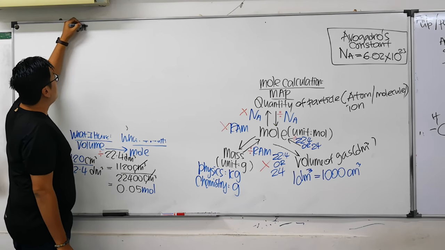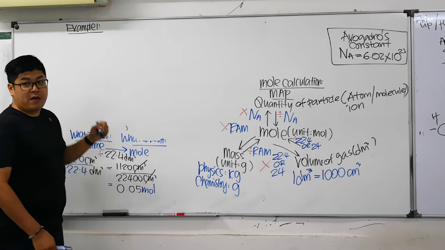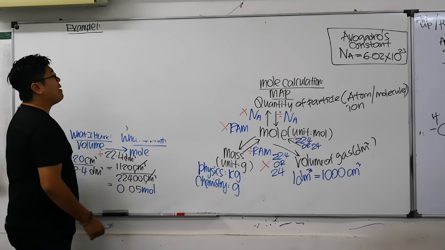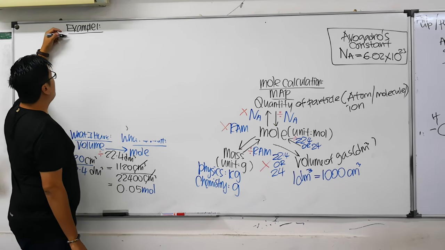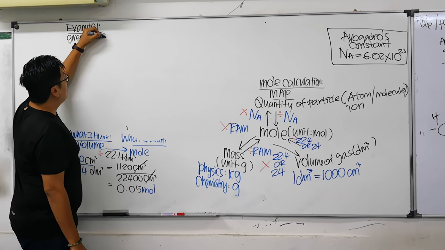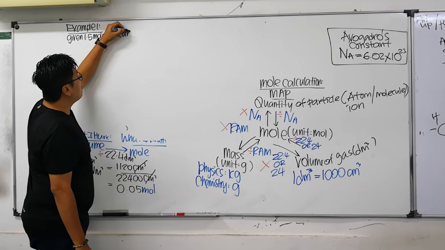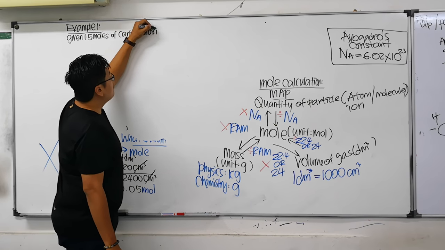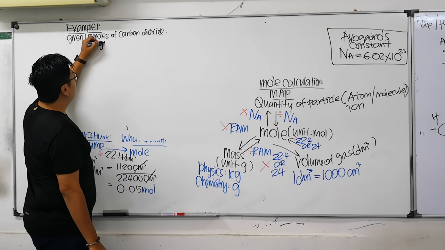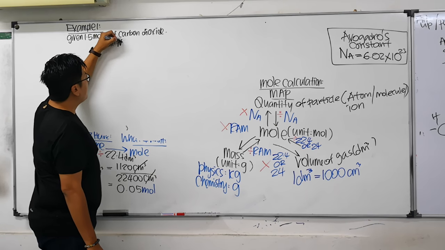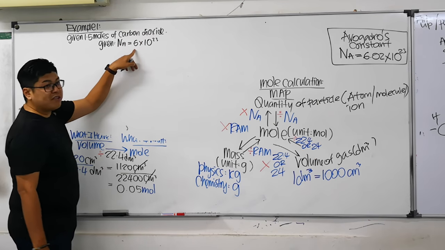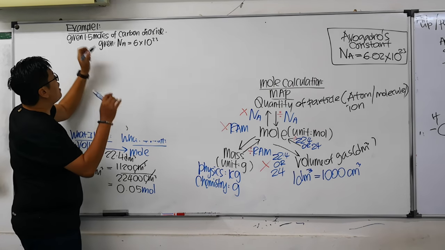Okay, example number one. Later, I want you all to copy this example because it's very, very important. Don't copy now, first let me finish my explanation. The question is this. You are given 1.5 moles of carbon dioxide. You are also given the Avogadro constant, Na, 6 times 10 power 23. Let's say I'm lazy and they give you 6.02, I give you 6. It's okay. Whatever they give you, you use that. That's it.